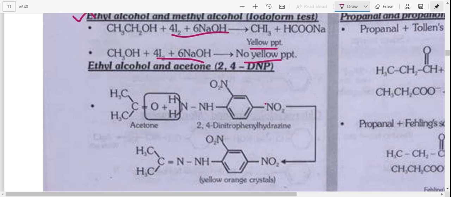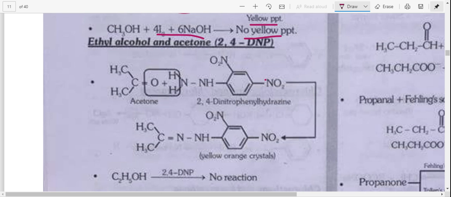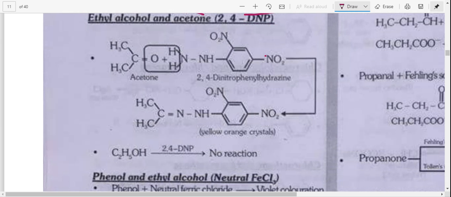Okay, next, ethyl alcohol and acetone by 2,4 dinitrophenylhydrazine. This we have already found in part 1, so if you have watched part 1, you would have known this. Ethyl alcohol does not react with 2,4 dinitrophenylhydrazine, while acetone reacts with it, replacing water from nitrogen and carbon. The carbon binds to the nitrogen and forms this compound. It is yellow orange crystals.